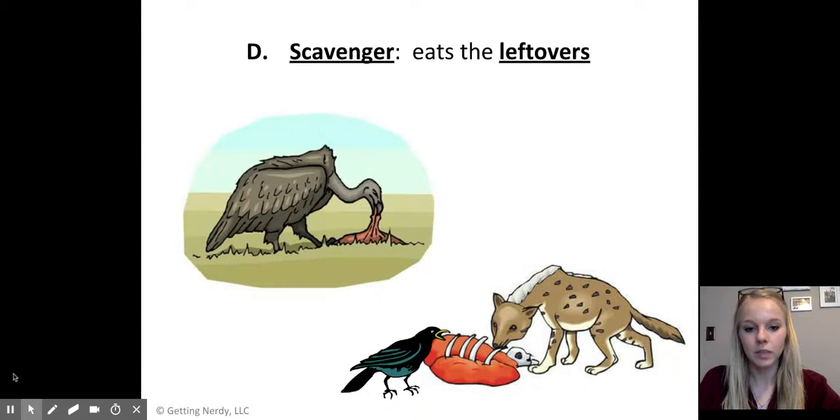Another type of consumer is a scavenger. Scavengers eat leftover food that other organisms discard. These organisms have special bacteria in their digestive tract that allows them to eat rotting food sources without getting sick. Vultures are great examples of scavengers.